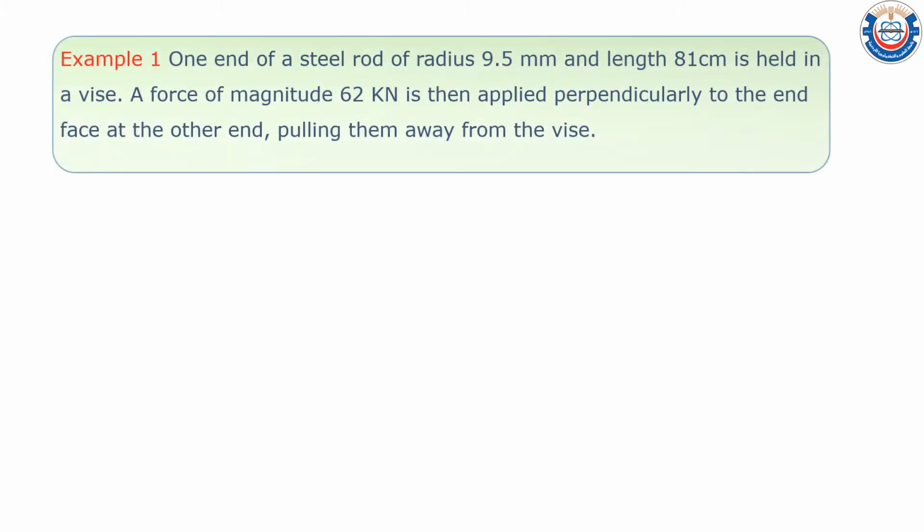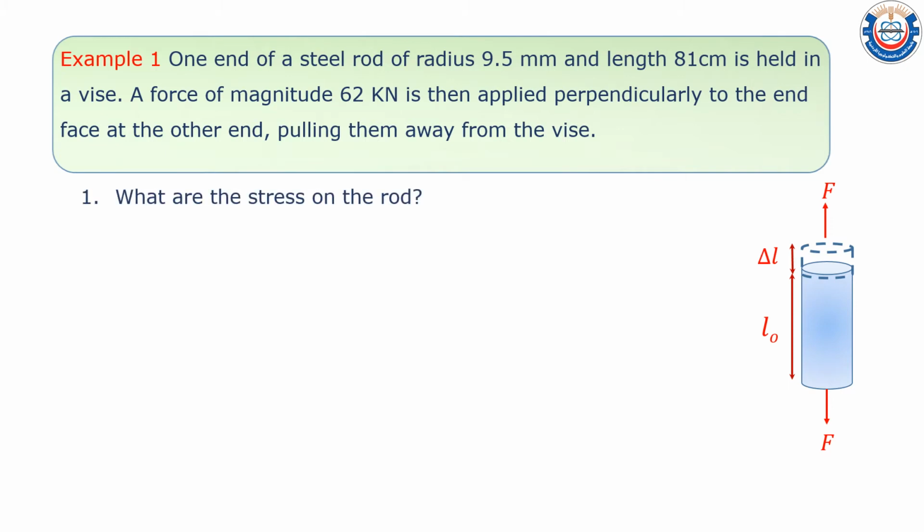This is the first example about tensile stress. One end of a steel rod of radius 9.5 mm and length 81 cm is held in a vise. A force of magnitude 62 kN is then applied perpendicularly to the end face at the other end, pulling it away from the vise. As you can see here, the external force exerted on this steel rod is equal to 62 kN, but also there is another force opposite to this force, which is the internal force arising at the vise. The first question: what is the stress on the rod?